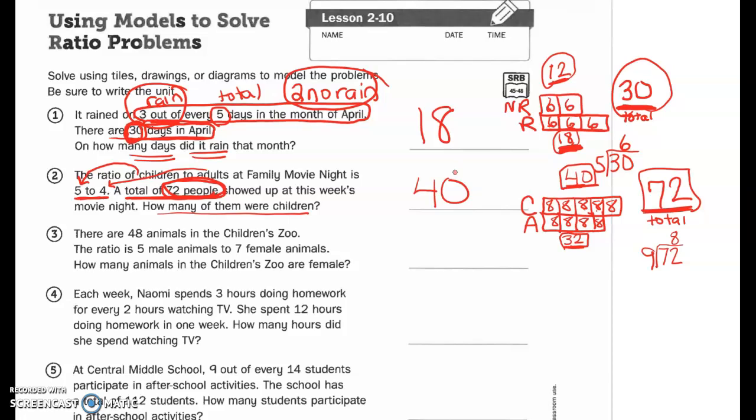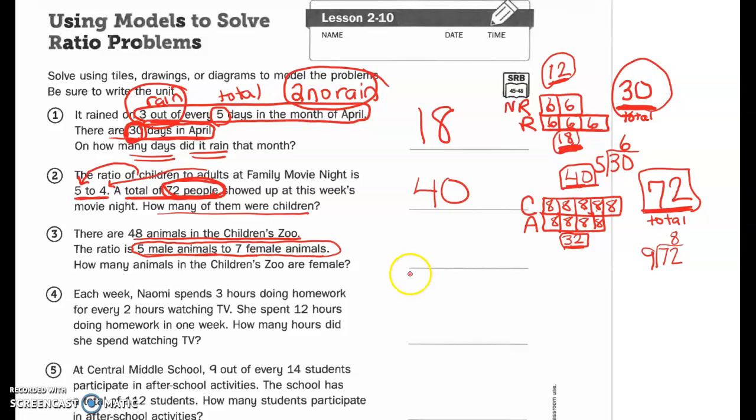The next question, there are 48 animals in a children's zoo. The ratio is 5 male animals to 7 female animals. How many animals in the children's zoo are female? So I see the ratio right here, and I'm going to ask myself if it's a part-to-part ratio, not a part-to-whole. And if I'm at the zoo and there are animals, there are 48 of them, and the ratio is 5 males to 7 females, then yeah, those are my parts. They're either going to be male or female.